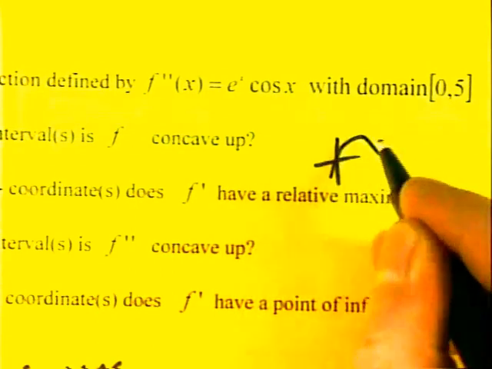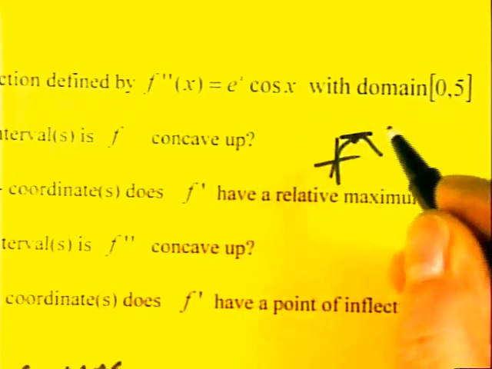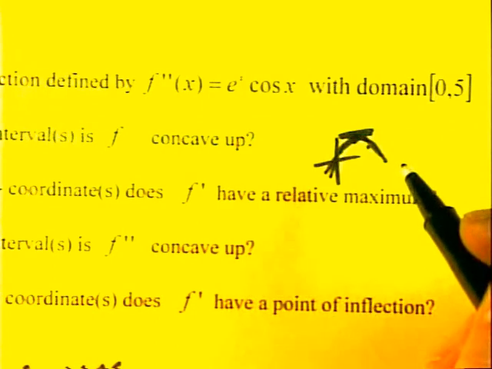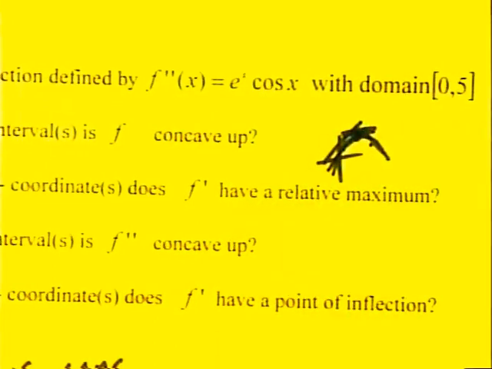If f prime has a relative maximum, let's pretend this is f prime, whatever. If there's a relative maximum, what is happening with f double prime? What's happening with f double prime? Increasing. If this is f prime, what happens before the point and after the point with respect to f double prime? It changes sign from positive to negative. Very good.